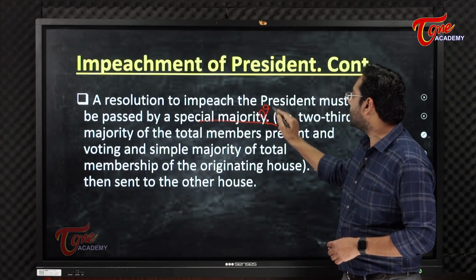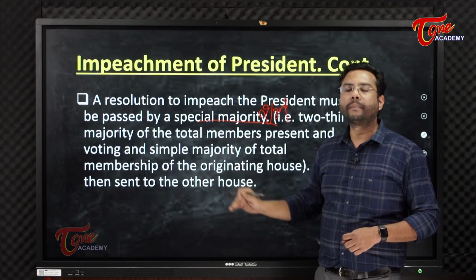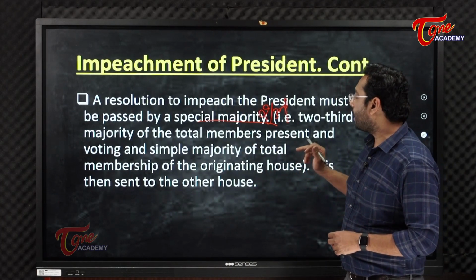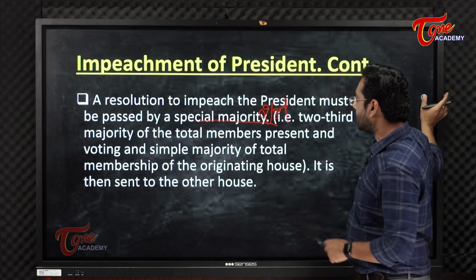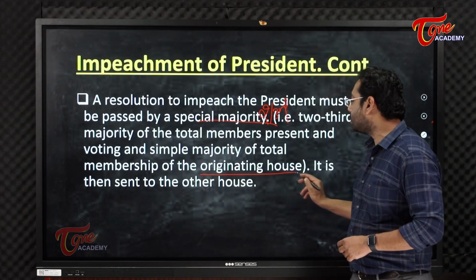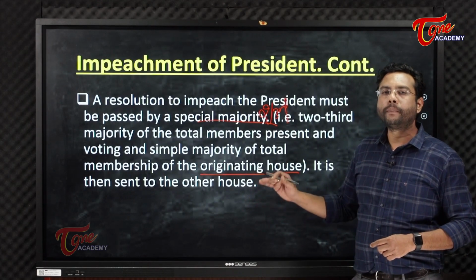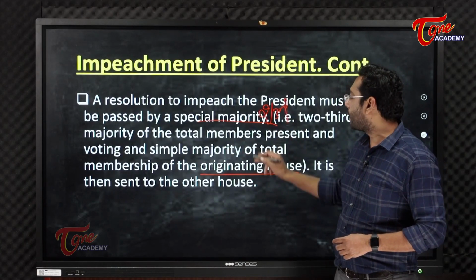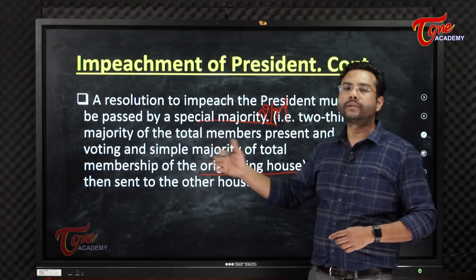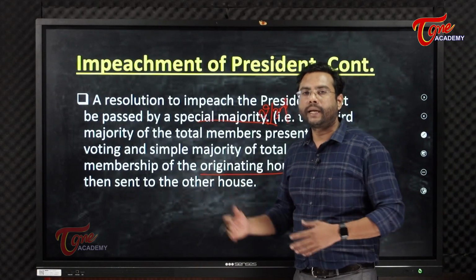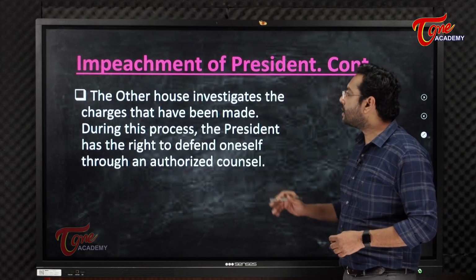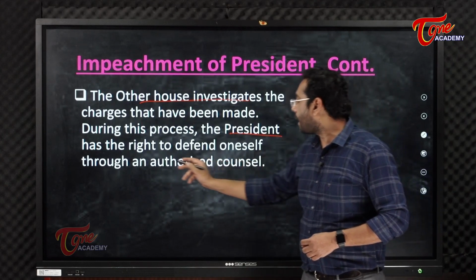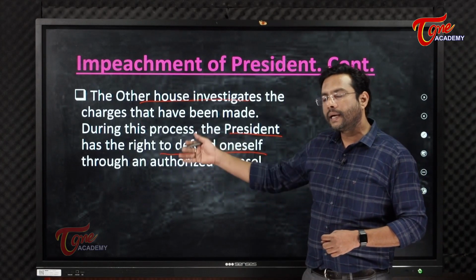As I said, special majority is 2/3 of the majority. Once that majority is passed in one house, it will go to the second house, which will investigate the charges. When we say originating house, it is the house in which the impeachment bill has been introduced. After the originating house passes the bill by 2/3 majority, the other house becomes an investigating or quasi judicial body. The charges are investigated there, and the president has the right to defend himself in that house.